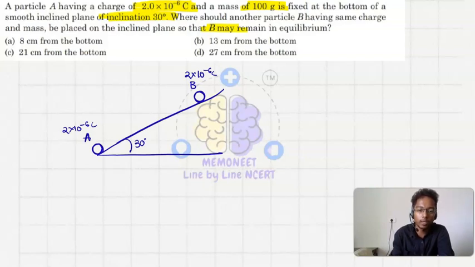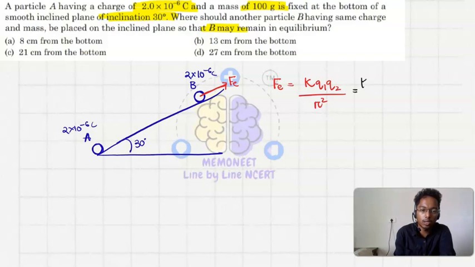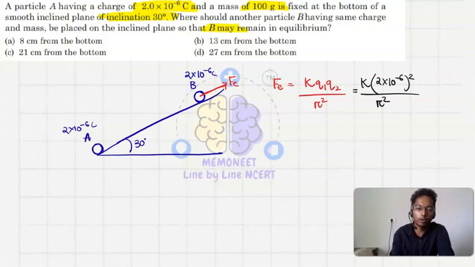For the charge B, the electrostatic force will be in this direction, Fe. So Fe is equal to K Q1 into Q2 upon R square. This will be equal to K into 2 into 10 to the power minus 6 whole square upon R square. So this is the value of Fe. And another force, that is gravitational force, is also acting. Let's say gravitational force is mg here, and in this direction mg cos theta, and along the incline it will be mg sin theta.